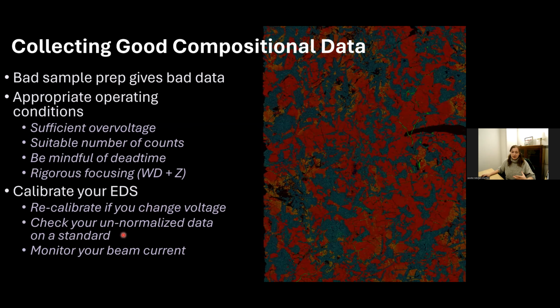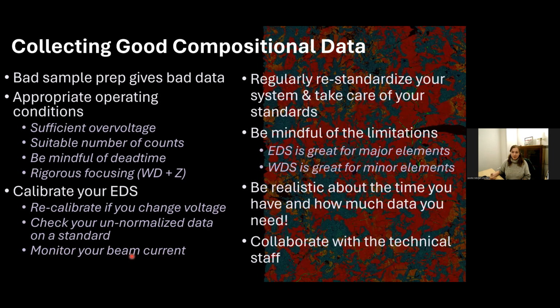You want to recalibrate it if you change the voltage. It's an easy thing to forget to do, but it's really important that you do that. And also check your data on a standard. If you are calibrating on a standard, you've probably got a standard block in there. Set it up, then sort of as you would with an electron microprobe, just give it a check. Have a quick check. Make sure it's doing what it should do on something that you know the composition of. And make sure you monitor your beam current. Understanding how stable your instrument is can be really, really powerful. And it's going to save you a lot of trouble in the long run.